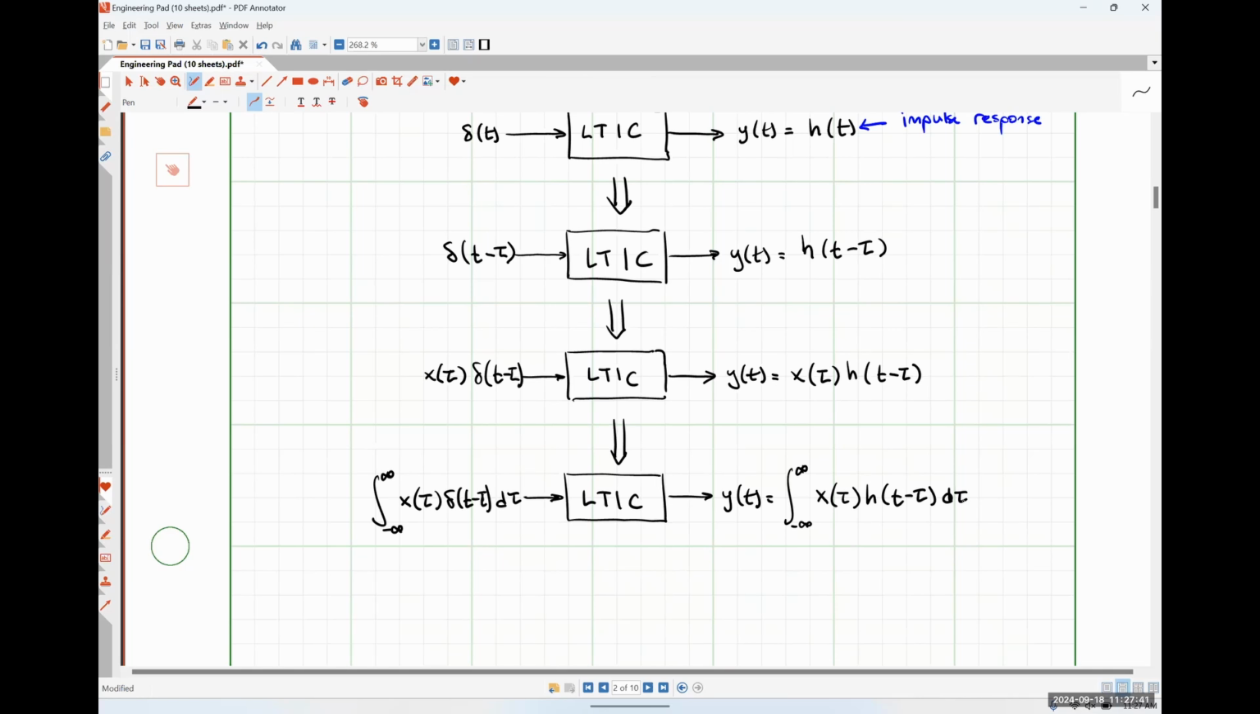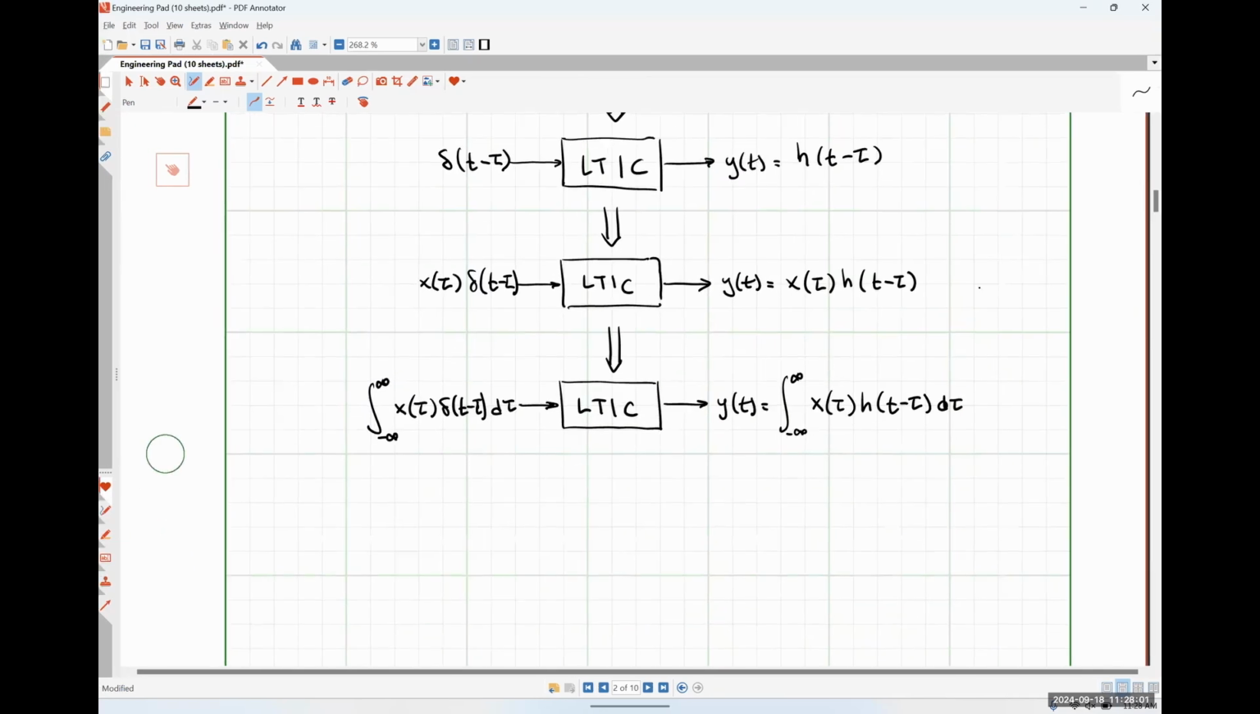And my output is the integral from negative infinity to infinity of that function multiplied by the unit impulse function with respect to time. So we call this integral right here a special name. This is what's known as a convolution integral.